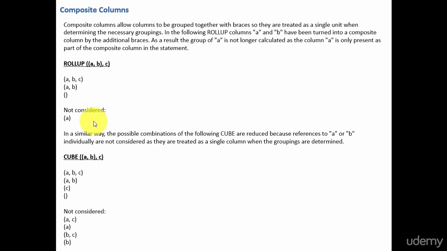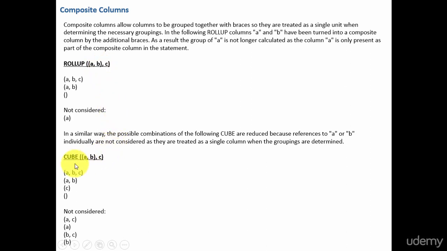and perform the necessary groupings. Here you see rollup of, instead of mentioning a comma b comma c, what did we do? In the brackets a comma b and then comma c. That means this a comma b is one group and this c is one group. So whenever it is calculating the subtotals, it will calculate the subtotals for ABC, A comma B and the net total. It will not consider just A. Why? Because A and B are together. They are not individual columns.